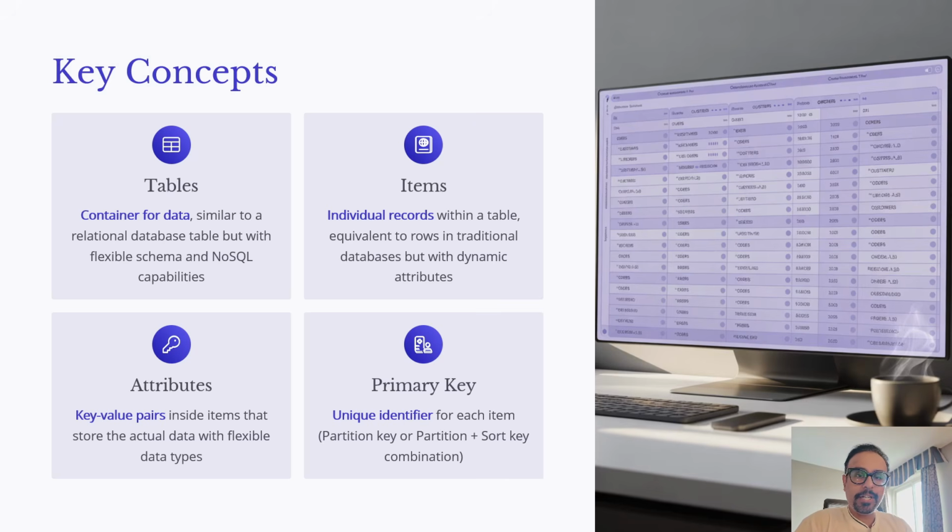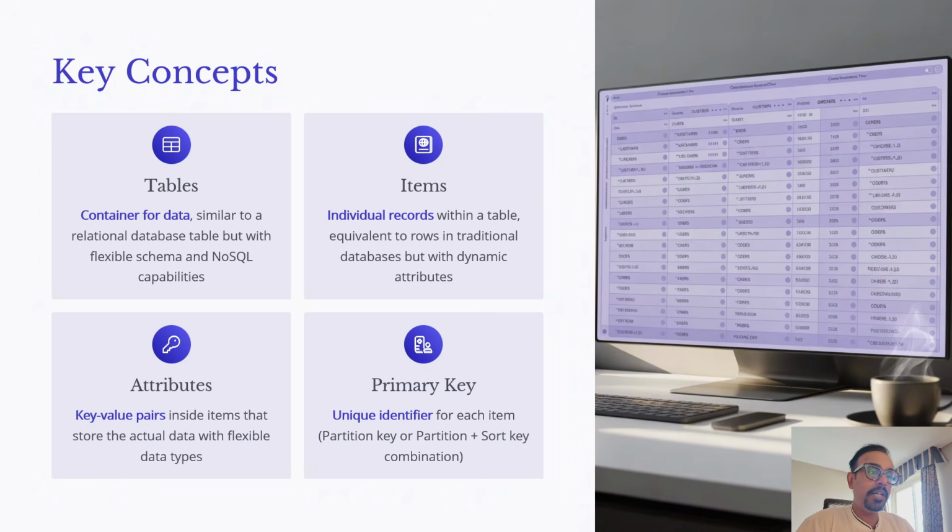So let me explain to you. First we create a table. The table name is product catalog. Then we create an item. What is an item? Item is where we define the primary key and we define the sort key. Then when we create, attributes are the row entries, the insert operations that we do.